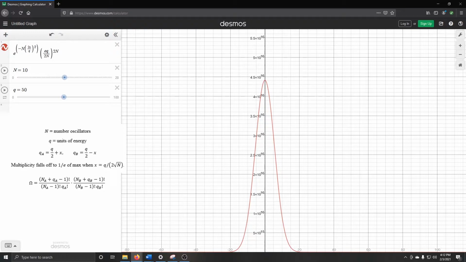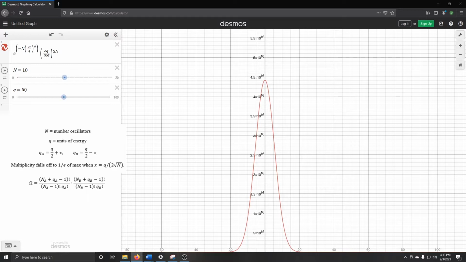We characterize the shape of this curve in terms of its width, where the width is given by the number of units of energy divided by the square root of the number of particles multiplied by 2. And this is the value of X for which the value of the multiplicity has dropped by a factor of 1 over E, Euler's number. In this case, that number is about 8.